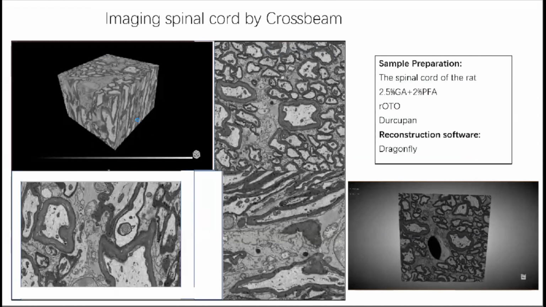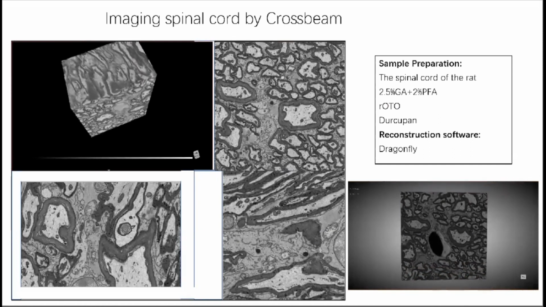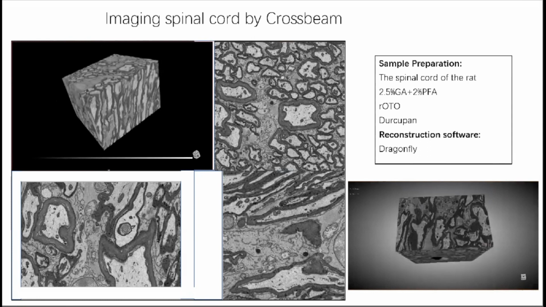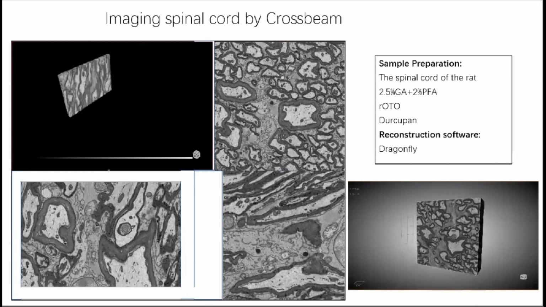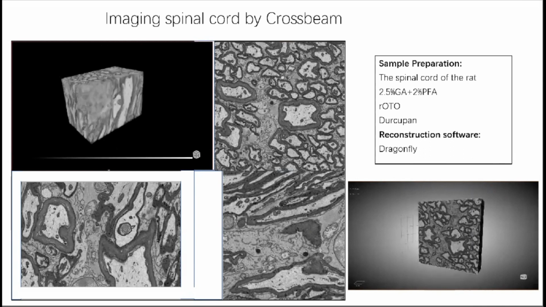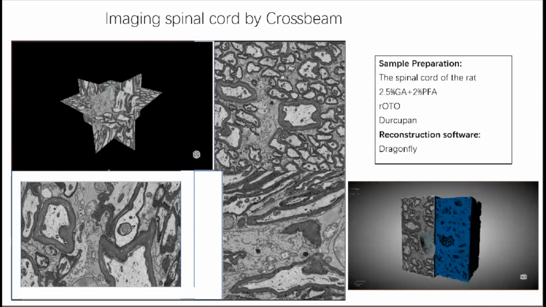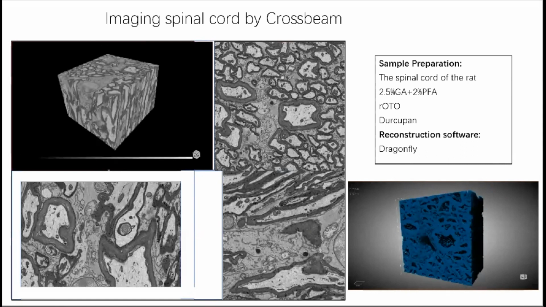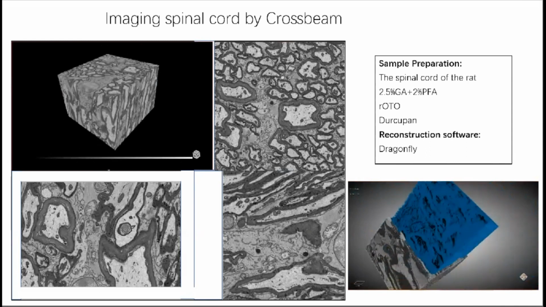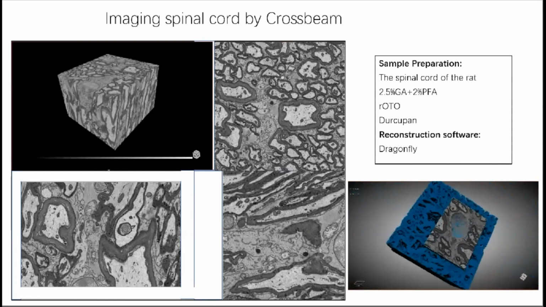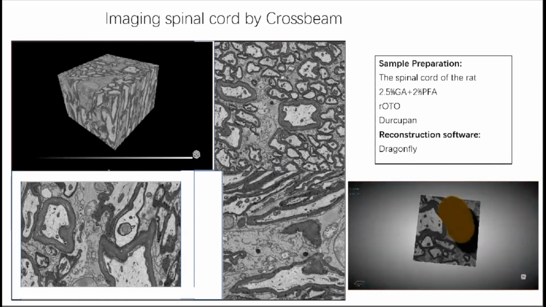This slide shows the data collected by Crossbeam 550. The area is 80 by 80 micrometers. We cut the spinal cord of the rat. We use the chemical fixation, ROTO, and the resin. We use the Docupen. The reconstruction software we use is Dragonfly.